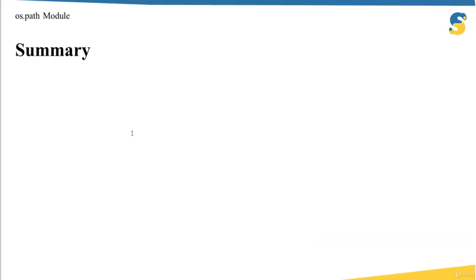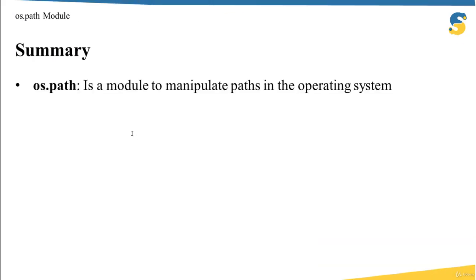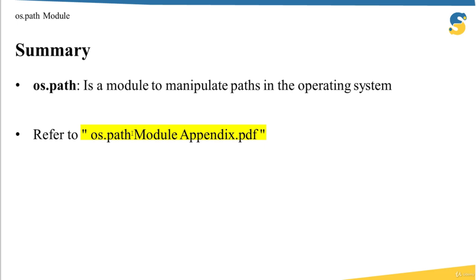Now let's recap what we have learned in this lecture. First of all, the os.path module has been defined as a module to manipulate paths in the operating system, and as we saw, it's full of functions that allow me to extract any part of the path that I want. Now please refer to the file os.path module appendix, in which you will find all the functions that have been covered in this lecture summarized.